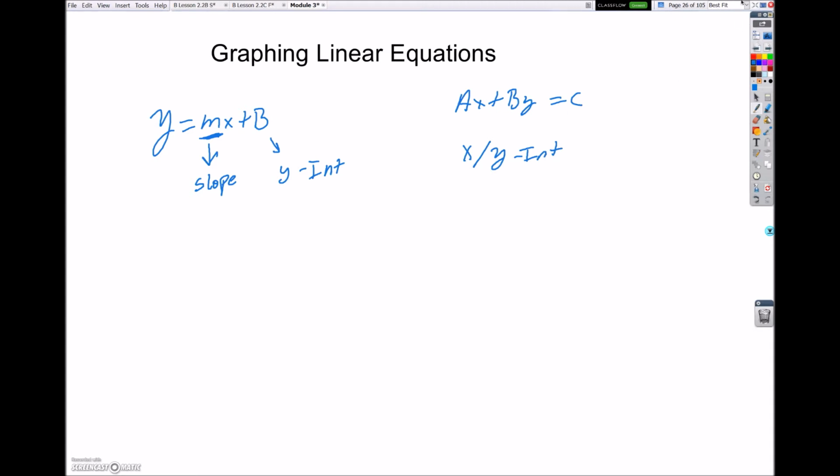So what you get to do, guys, is look at the equation and determine, is it in standard form? And if not, is it in slope-intercept form? And if not, is it easier to convert it into standard or slope-intercept form? And then you're going to graph it. So let's go over how we graph these.